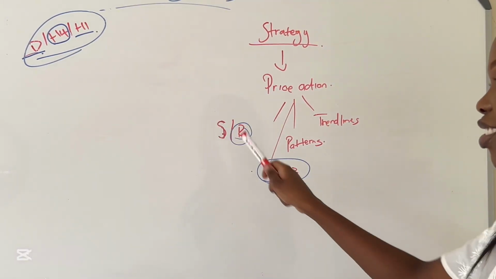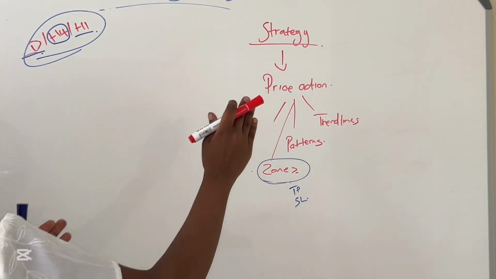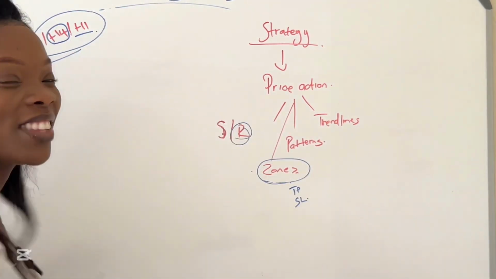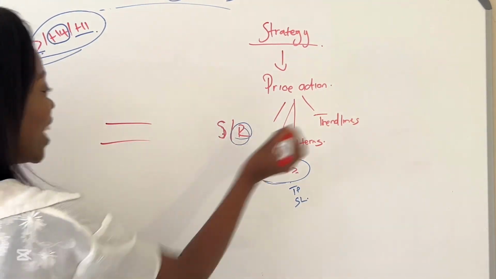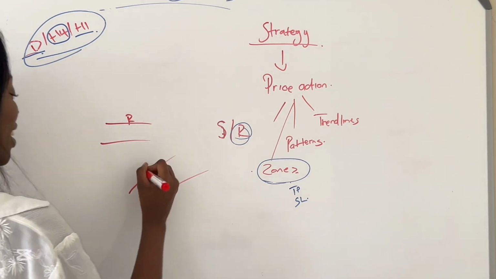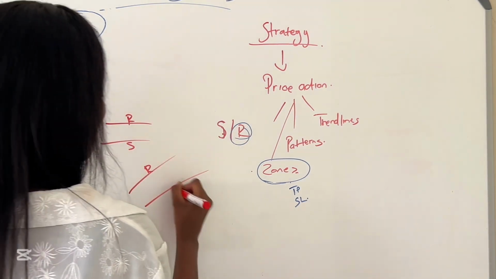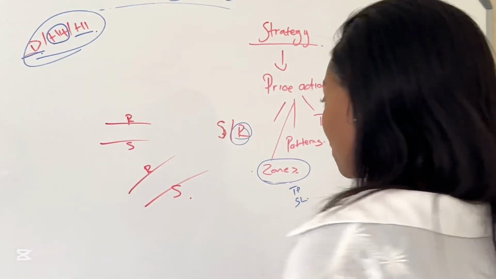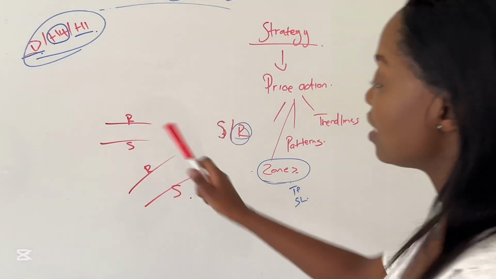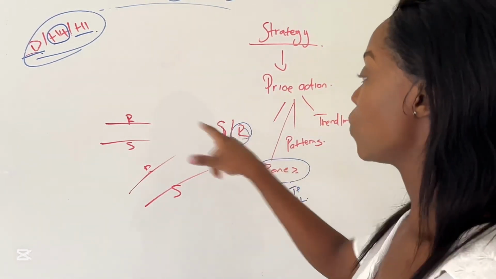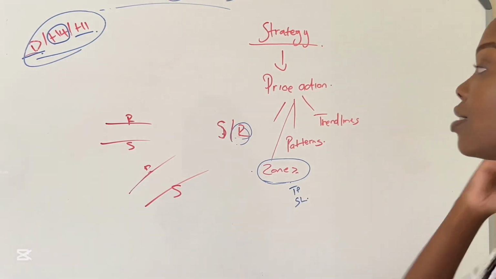Trend lines are also support and resistance. It's just that they're skewed. So this and this are the same thing. This is your R, and this is your S. I know it's geometry, but it's easy, guys. It's quite easy. It's basically the same thing, just in different directions.